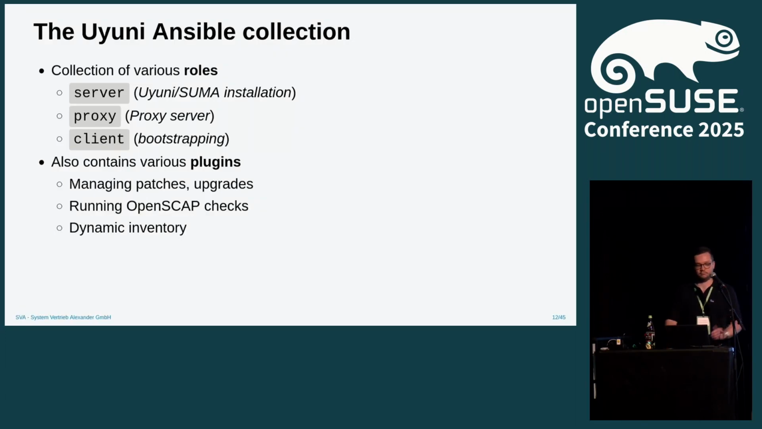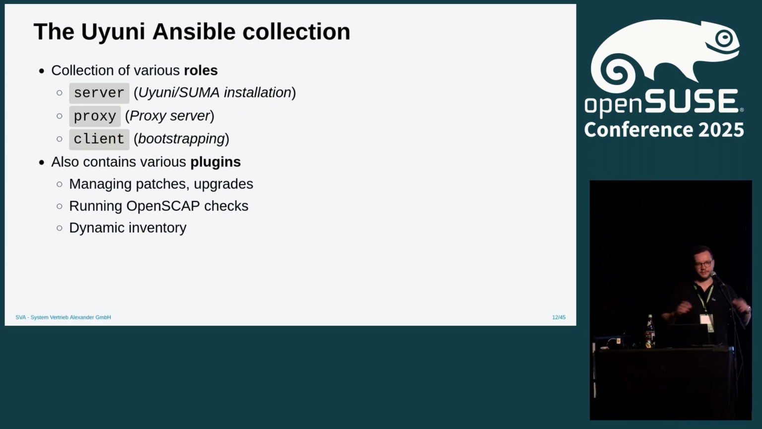And I created a collection which consists of various roles. So for example, we have the server role that actually installs an Uyuni or SUSE Manager installation. I have a role for proxy servers, and I also have a role for bootstrapping new clients. So it doesn't matter whether I have one system to install or hundreds. It's just a very short amount of code that I need to write, and then all those things are done automatically. But besides roles, the collection also contains various plugins. So I had the use case for some of my customers that want to have automatic patch maintenance.